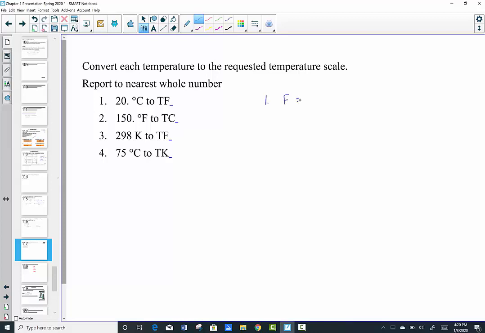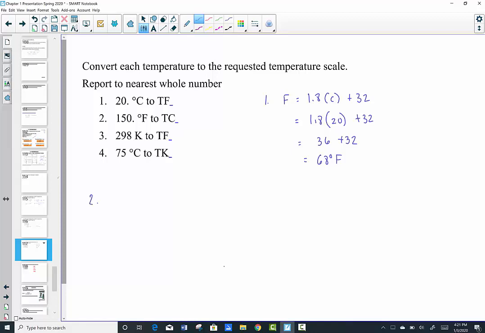Number 1, the Fahrenheit scale can be found by taking 1.8 multiplied by the Celsius and then adding 32. That means 1.8 times 20 degrees, adding 32. 1.8 times 20 is 36. Add 32 and we come up with 68 degrees Fahrenheit. Is that your match?